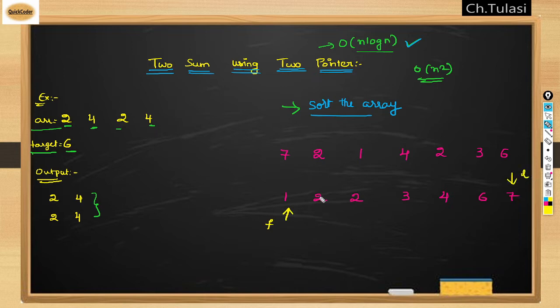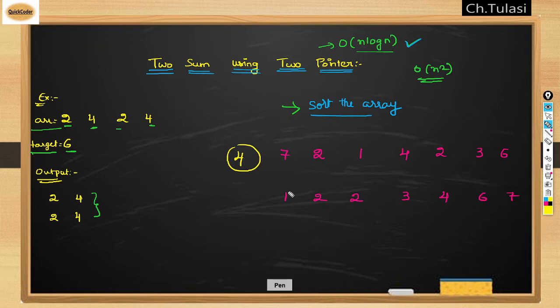Now I want to check 1 plus 7. Okay, sorry, I have not given the target. Let me take my target as 4. Is 1 plus 7 equal to 4? No, 1 plus 7 will not give me 4. So now I want to change the first pointer, f to f plus 1, because if I change 7, the previous element should be... I will explain it again.